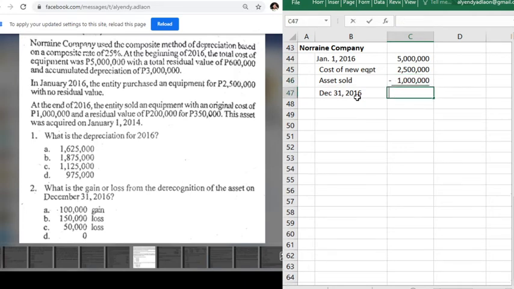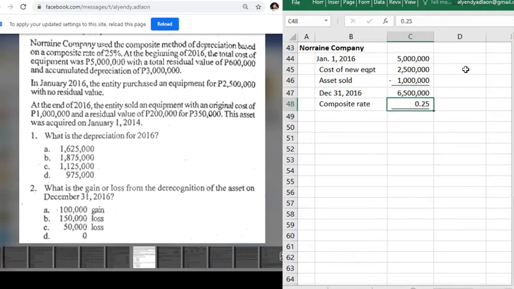So to compute for the total cost, we have 5 million plus 25 minus 1 million, that is 6,500,000. Simply multiply by our composite rate of 25%. So we will have 6,500,000 multiplied by 20%, that is 1,625,000. So this is the depreciation for 2016. 1,625,000.